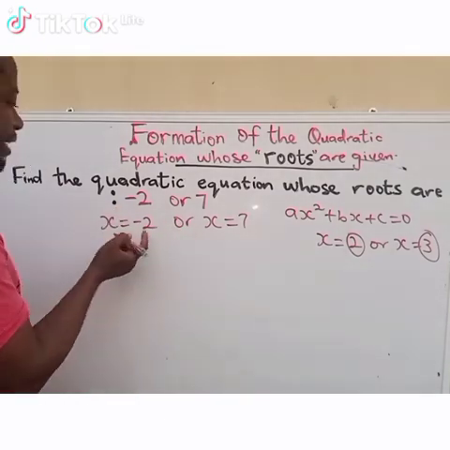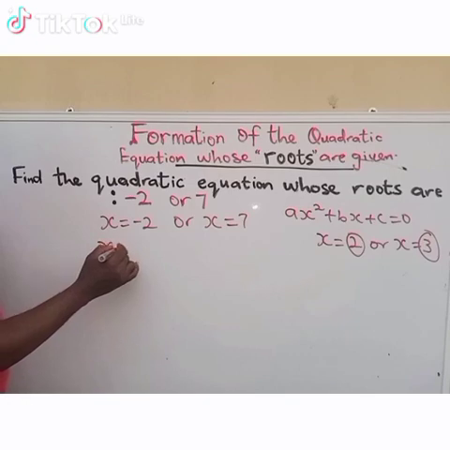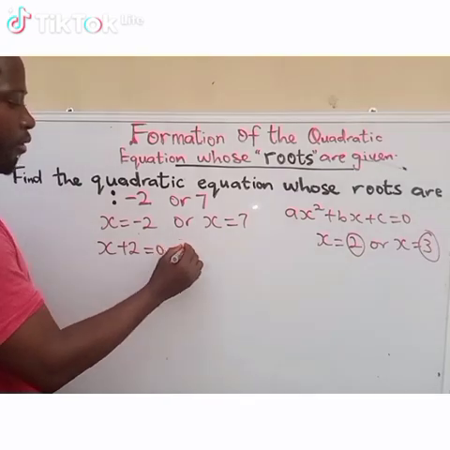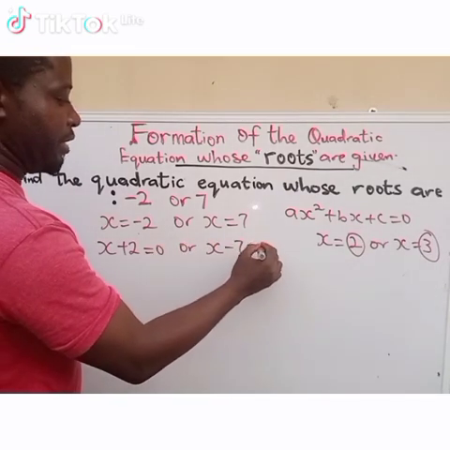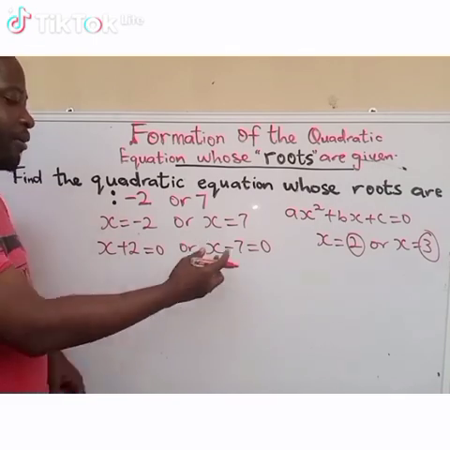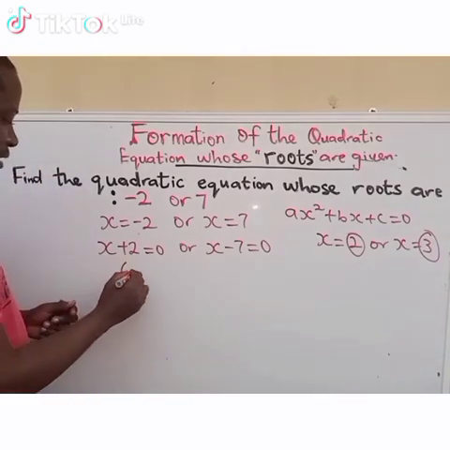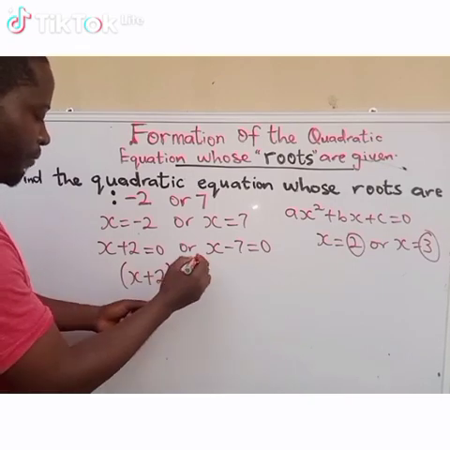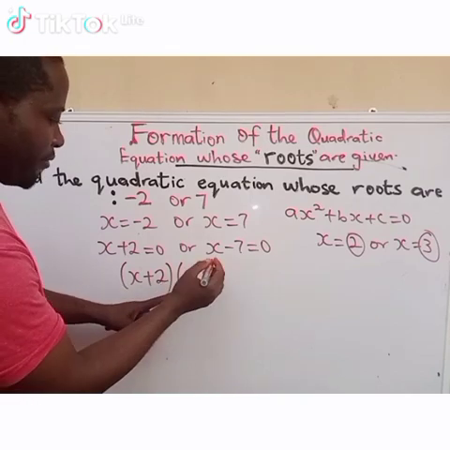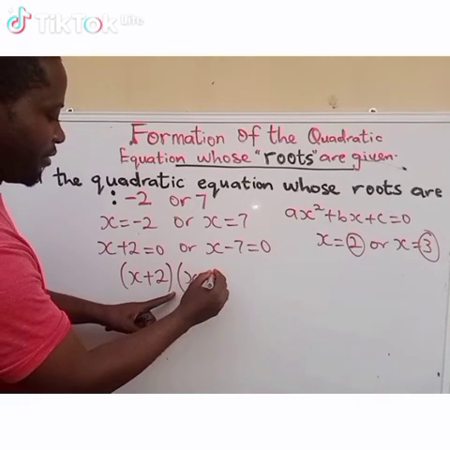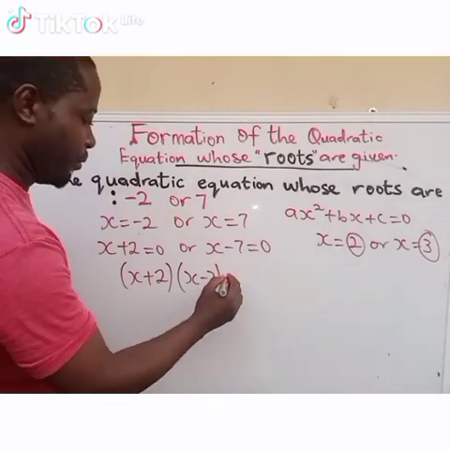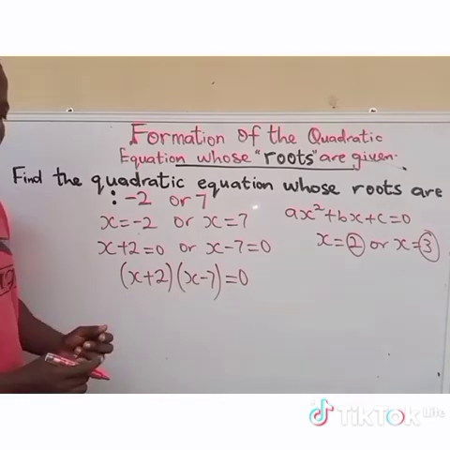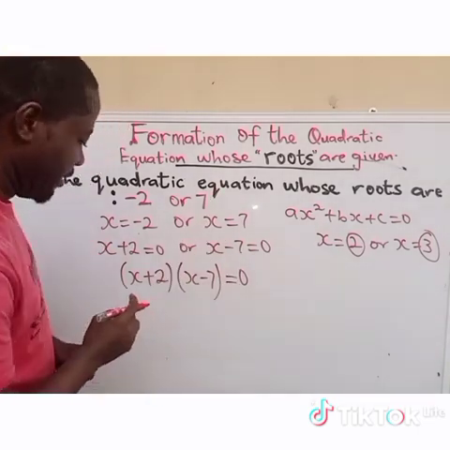So in that case, if minus 2 comes to this side, it becomes x plus 2 equals 0, or x minus 7 equals 0. Now, let's factor this. In order to factor it, we are going to have this x plus 2 in brackets, then in the other bracket we have x minus 7. Everything will be equals to 0. Now we can solve this. When we expand this, we are going to have our quadratic equation.